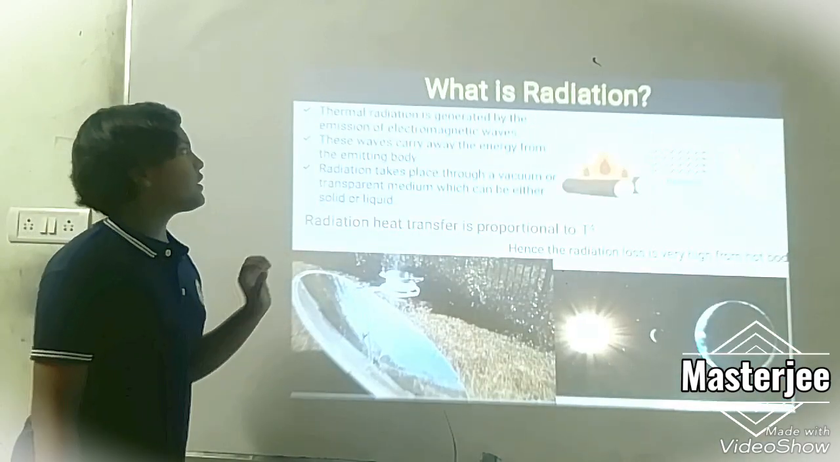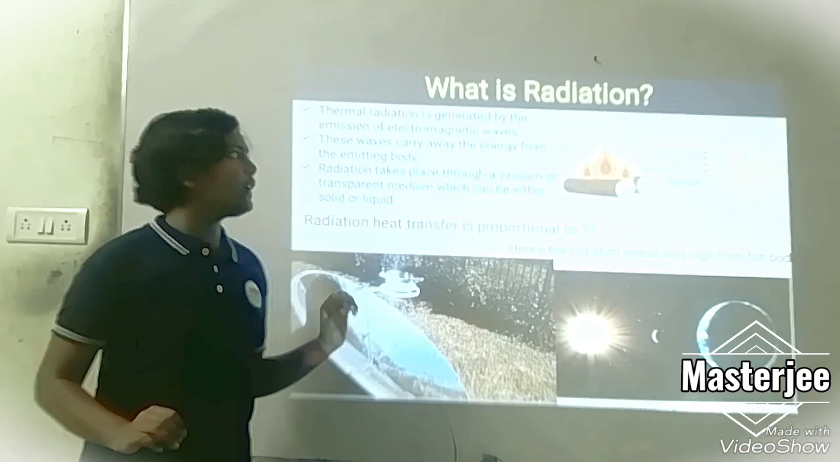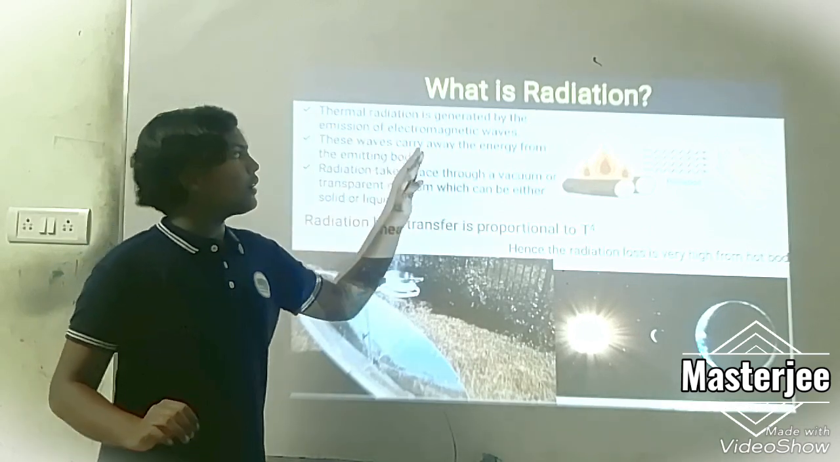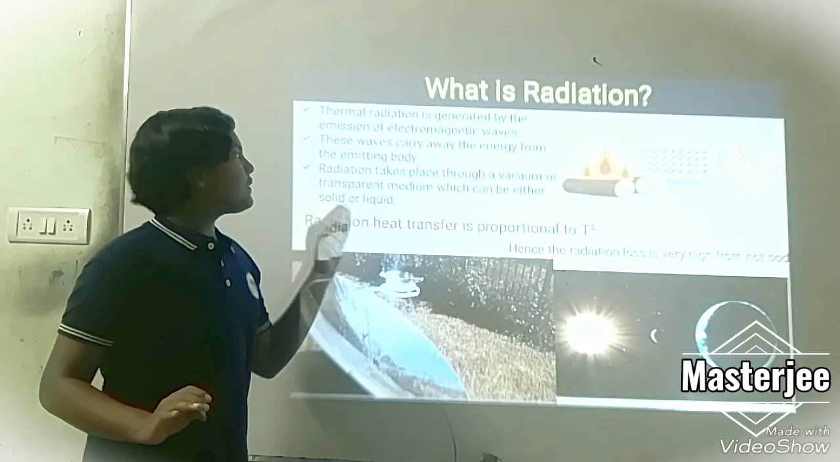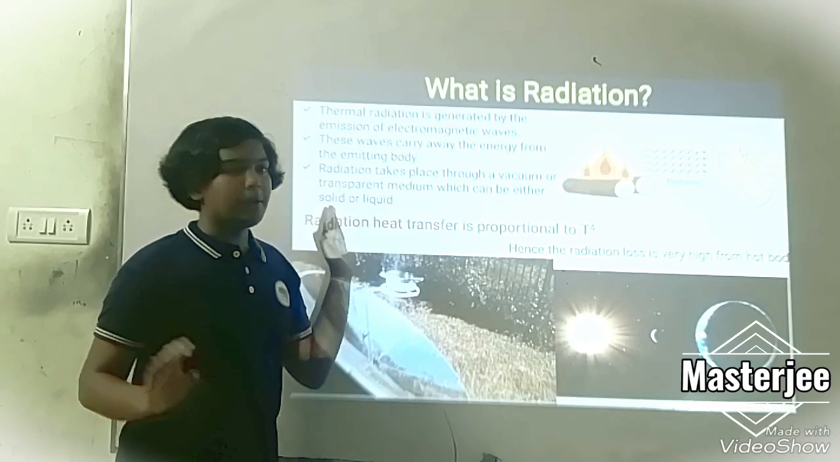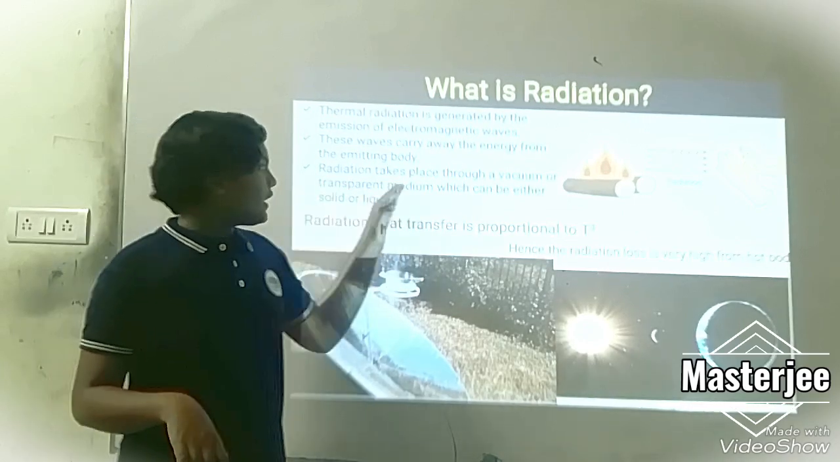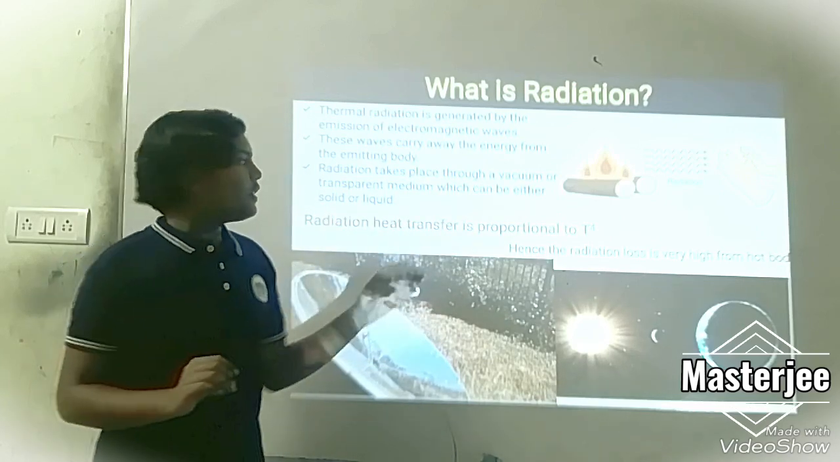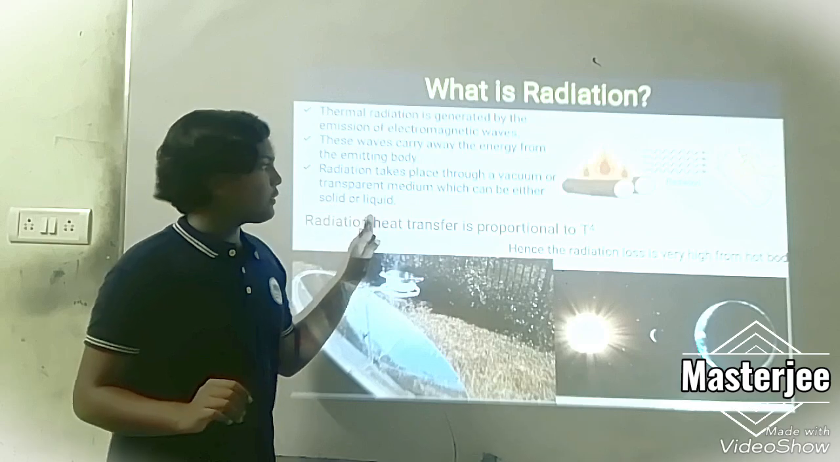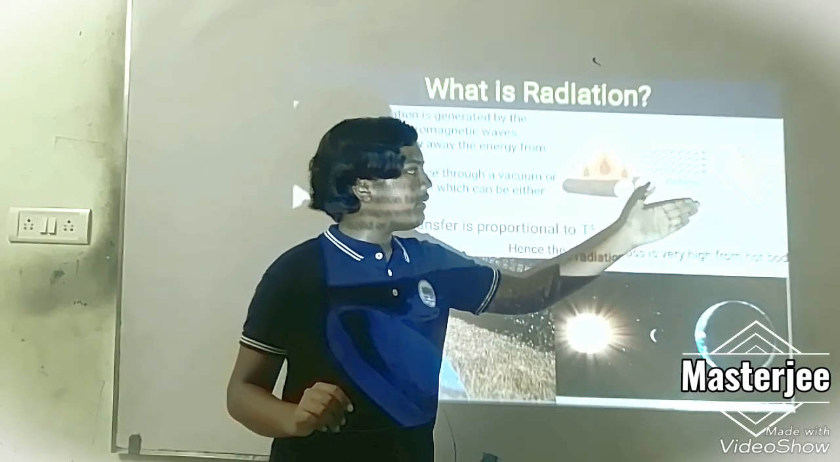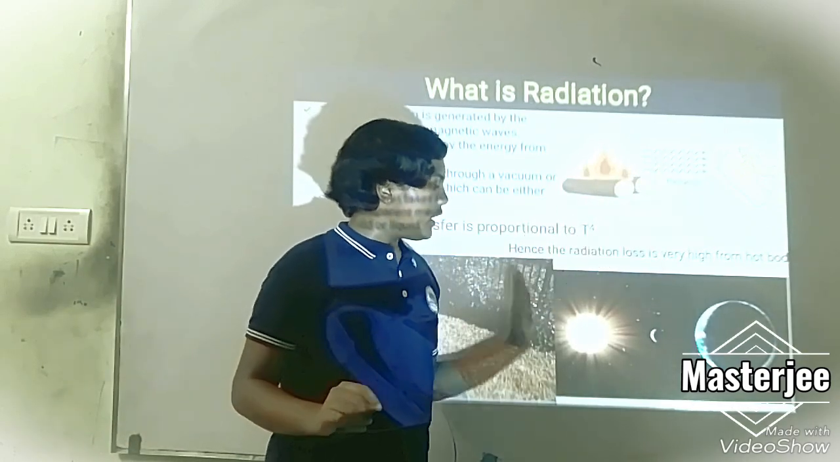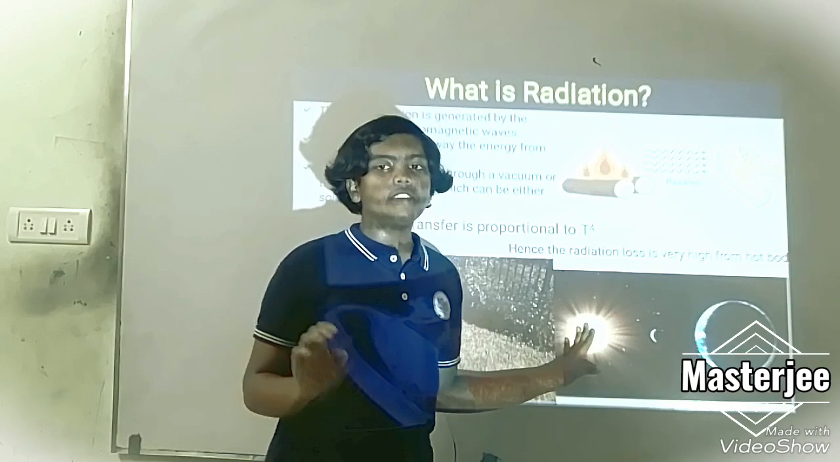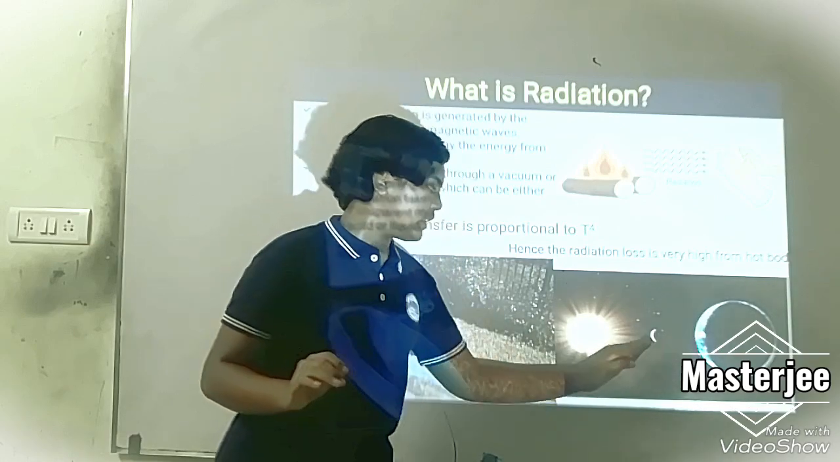What is radiation? Thermal radiation is generated by emission of electromagnetic waves. These waves carry away the energy from the emitting body. Radiation takes place through a vacuum or transparent medium which can be either solid or liquid. So when we keep our hands away, we can still feel the warmth. Due to this process, the sun rays from sunlight reach our earth.